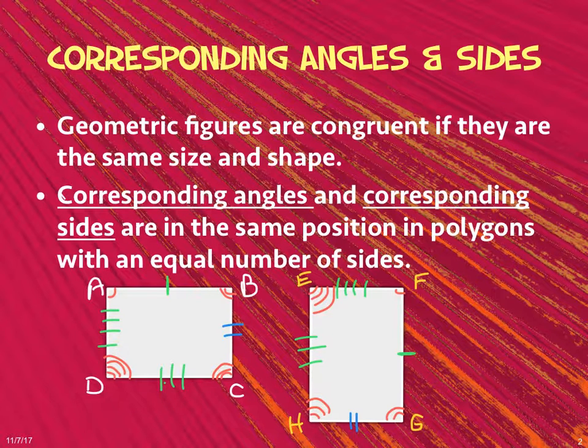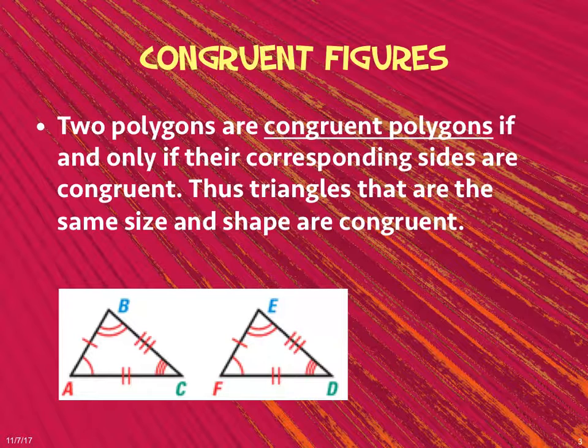So in this example, they're not saying triangles, they're saying any geometric figure. So I could compare 2 rectangles, 2 pentagons, 2 hexagons. If they were congruent, it means all the corresponding sides and all the corresponding angles would also be congruent. So this is what I just said. 2 polygons are congruent polygons if and only if their corresponding sides are congruent. Thus, triangles that are the same size and shape are congruent.